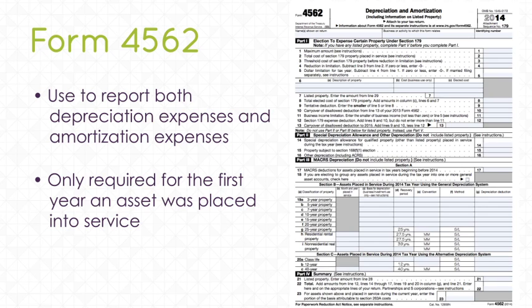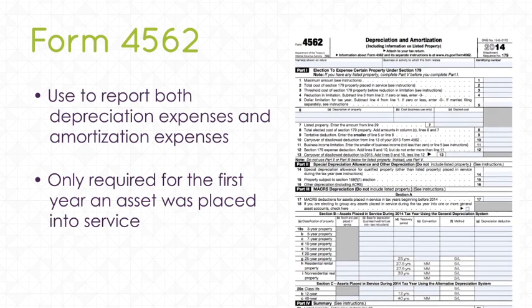The total amount of depreciation and amortization then flows to Schedule C as a business expense to be deducted from income. Now, if you did not purchase any assets or place any new assets into use during the year, then the total depreciation and amortization expense is simply reported on Schedule C, and Form 4562 does not need to be included.